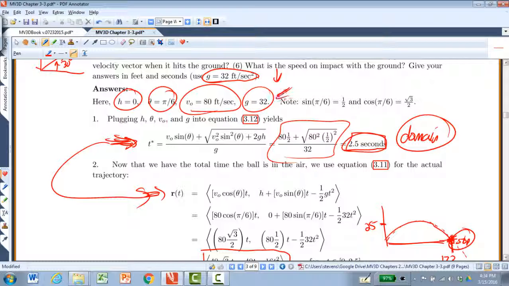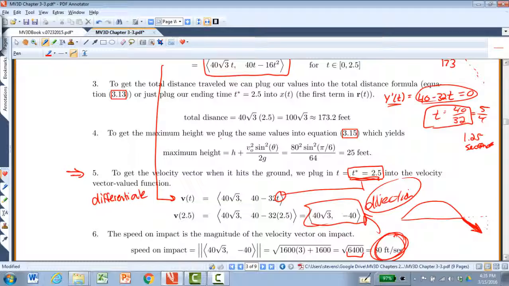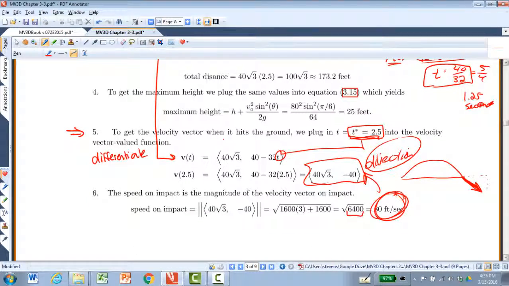So this is the English system. The metric system is 9.8 meters per second squared. This book uses 32 just to be consistent, but 9.8 is found in a lot of other books. The reason 9.8 is good is because sometimes you can round that to 10, and now you've got a number that's fun to work with. But in this book, we stick with 32, just out of tradition. And so that gives us our position function in 2D.